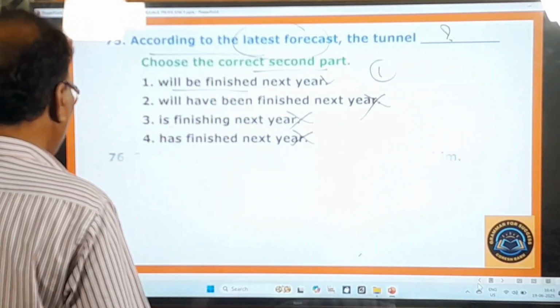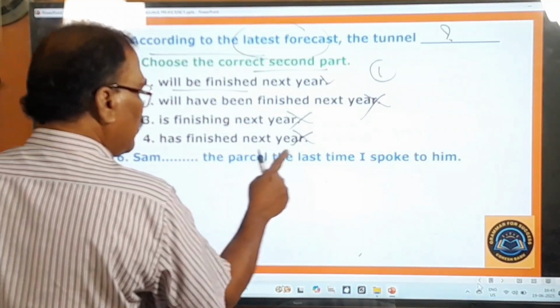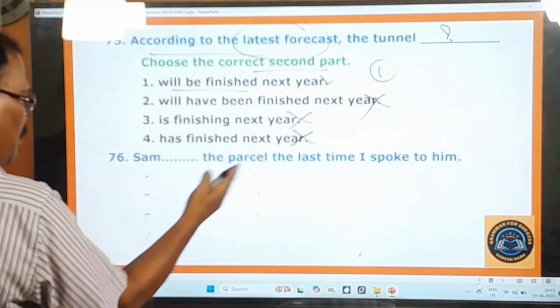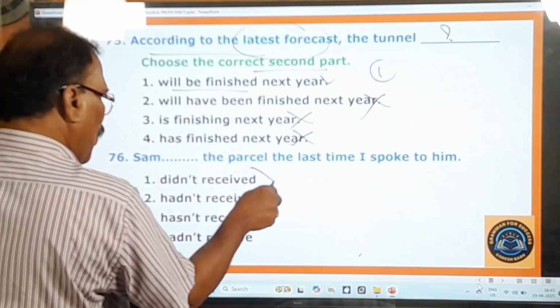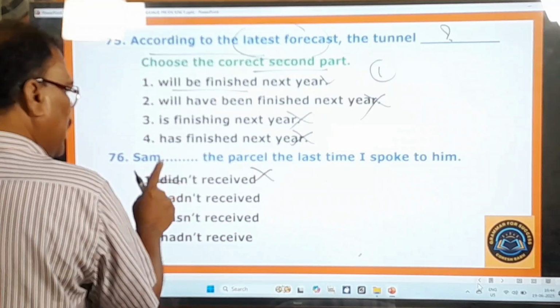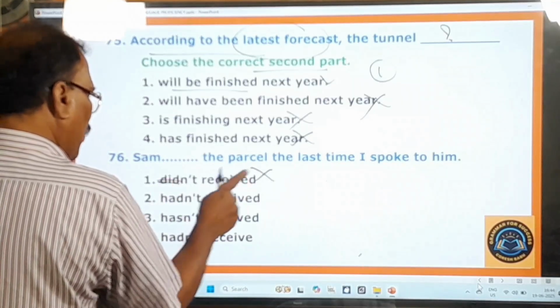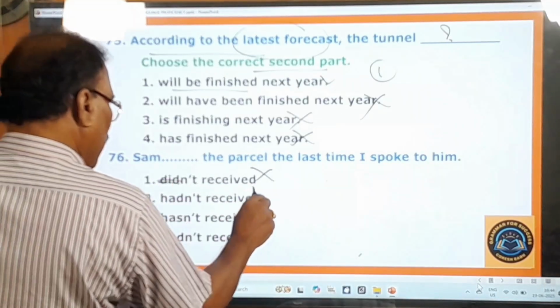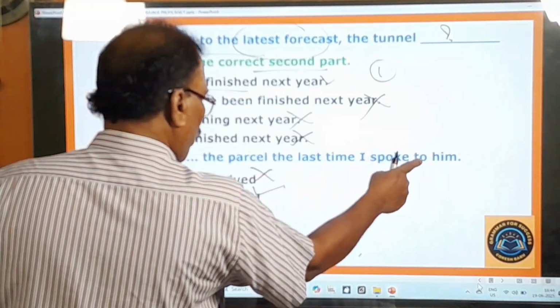Now you go to the next question. 76th one. Sam dash the parcel the last time I spoke to him. So some statement is given. Sam didn't received. No. When it is didn't, the verb must be in the present form. Did is always followed by the base form verb. So didn't received, wrong. Hadn't received. So hadn't received is the right one. Sam hadn't received the parcel the last time I spoke to him.